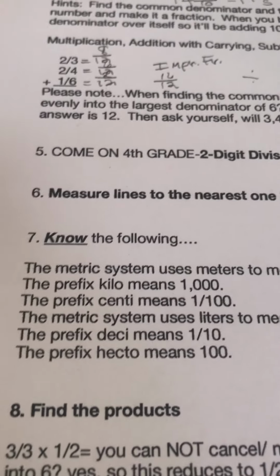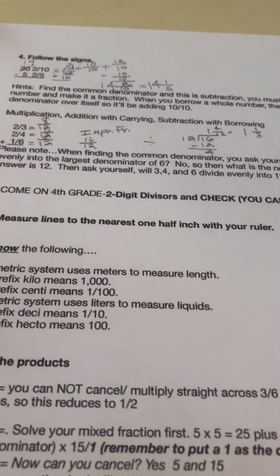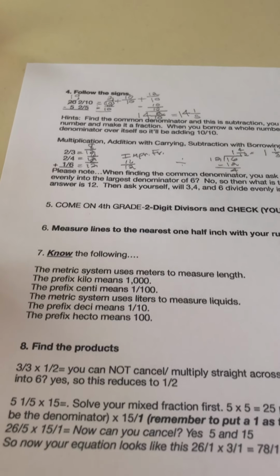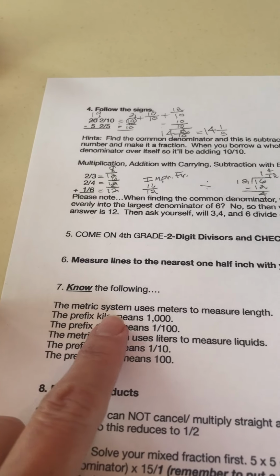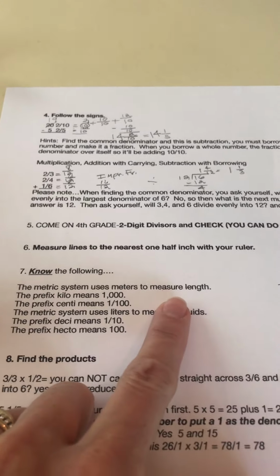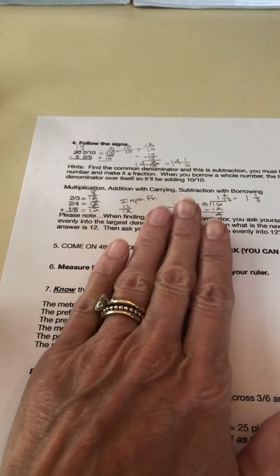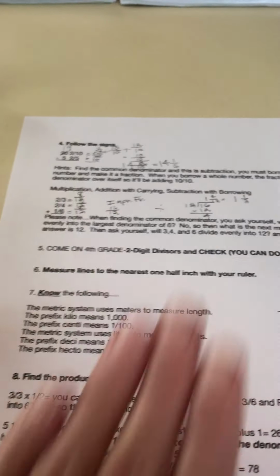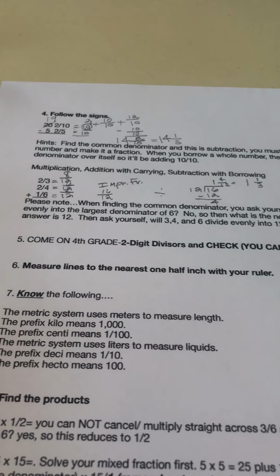Okay, know the following, class. You're just going to have to know these. Maybe mom, dad, grandma, grandpa, brother, sister, yourself can quiz you. You can quiz yourself by just reading it, like, for example, the metric system uses meters to measure length. Then I could cover it and say, the metric system uses what to measure length? Meters. Okay, you see what I mean? You can kind of test yourself.